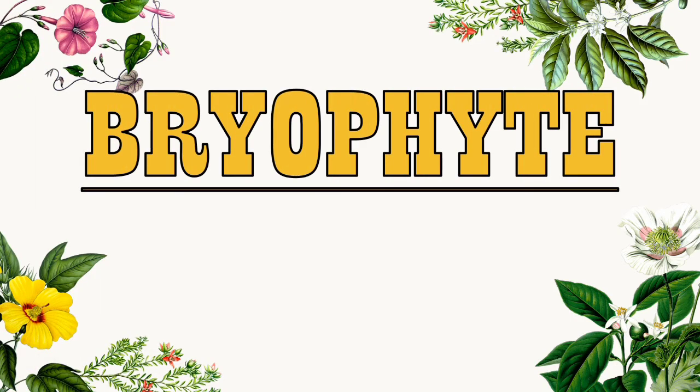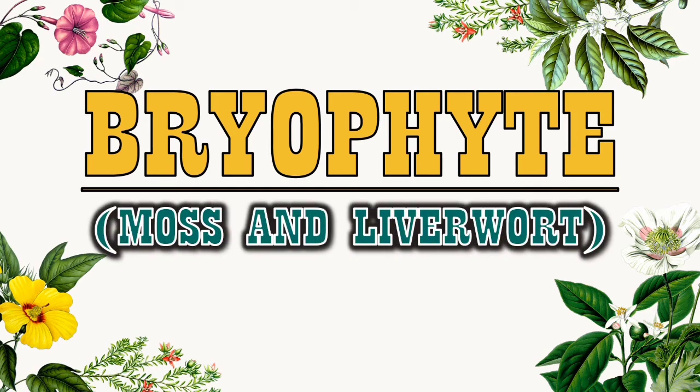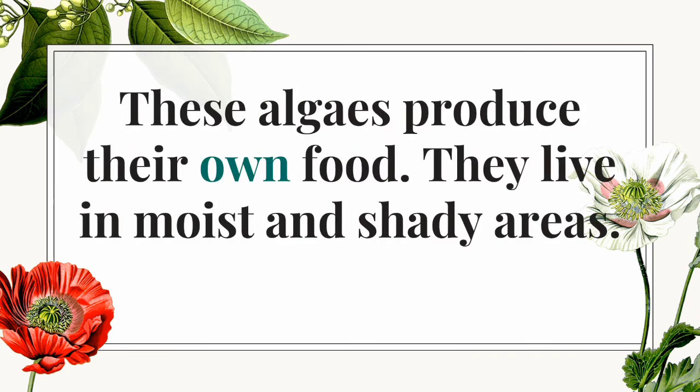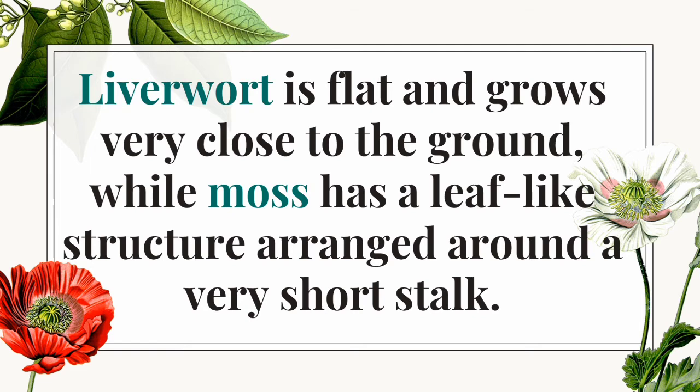Next, we have the bryophytes. This is the moss and the liverwort. These plants produce their own food. They live in moist and shady areas. Liverwort is flat and grows very close to the ground, while moss has a leaf-like structure arranged around a very short stalk.